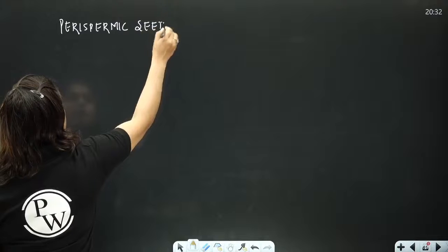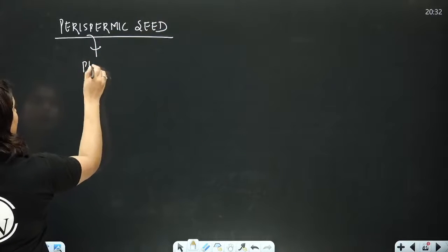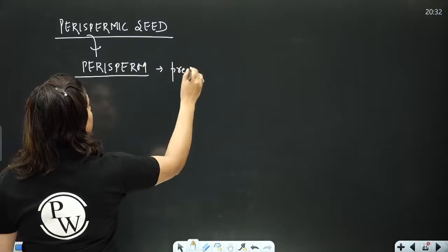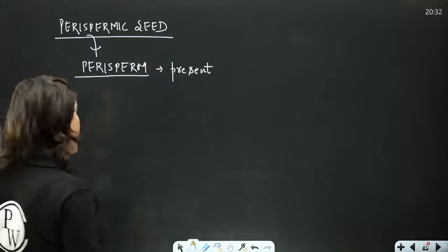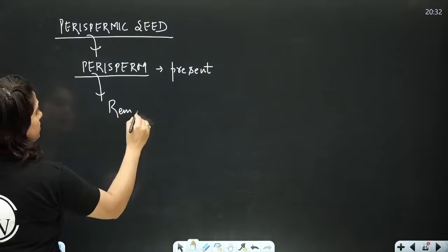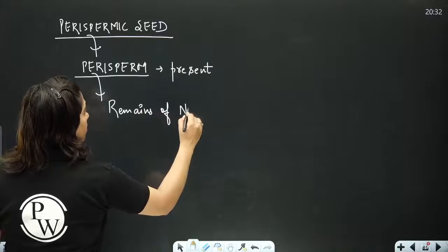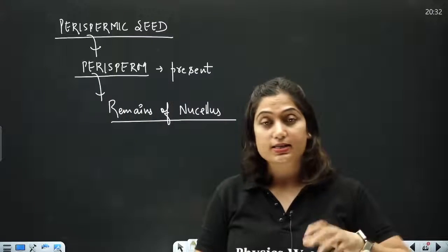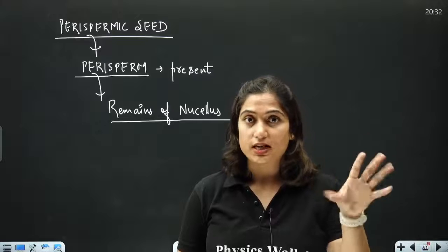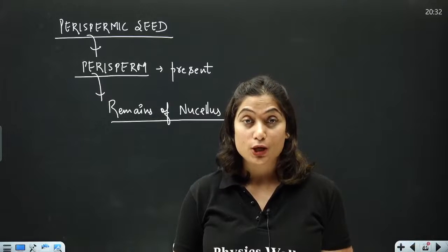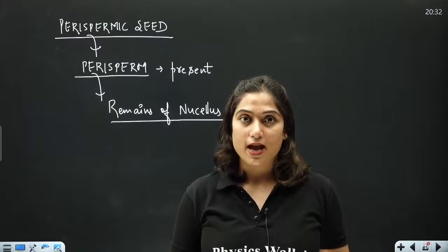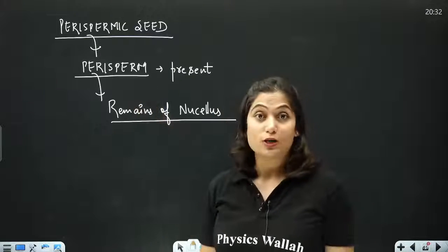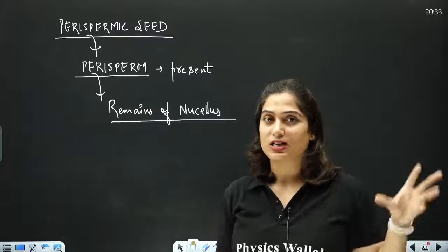Then what is this perispermic seed? The seed in which perisperm is present is called a perispermic seed. Now what is perisperm? Perisperm is the remains of nucellus. When there is fertilization in the ovule, during the development of the ovule, the nucellus gets consumed. Nucellus is never found in the seed. But sometimes nucellus remains in the seed, and that nucellus which is present in the seed is given an important term, that is called perisperm. So perisperm is nothing but the remains of nucellus present in the seed, right?